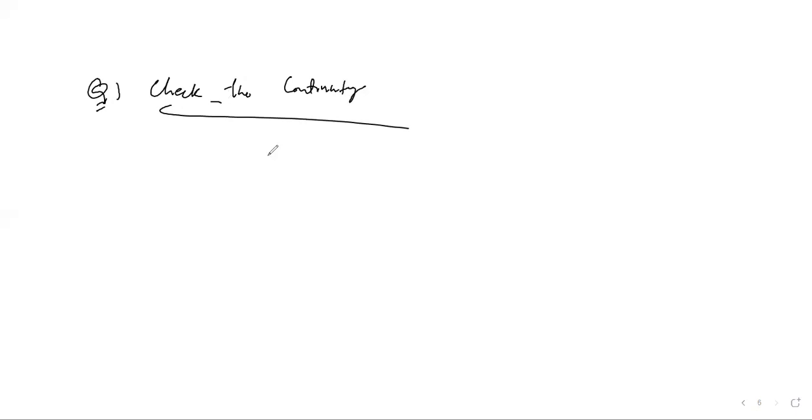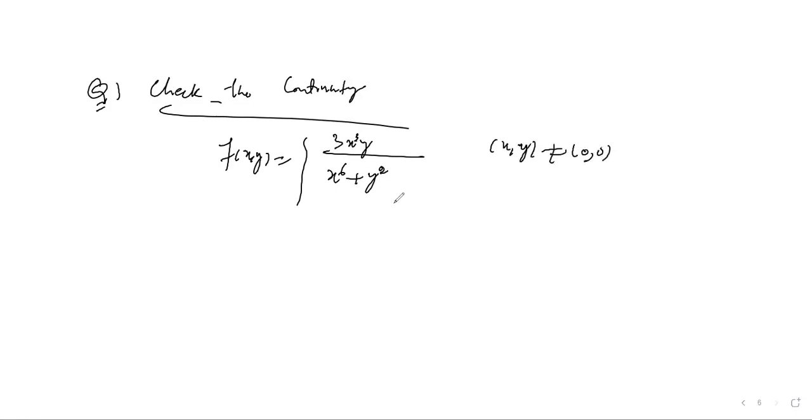So next question. Check the continuity. So this is the next question. f of x comma y is equal to 3x cube y divided by x power 6 plus y square, when x comma y is not equal to 0 comma 0, and it is 0 when x comma y is equal to 0 comma 0.